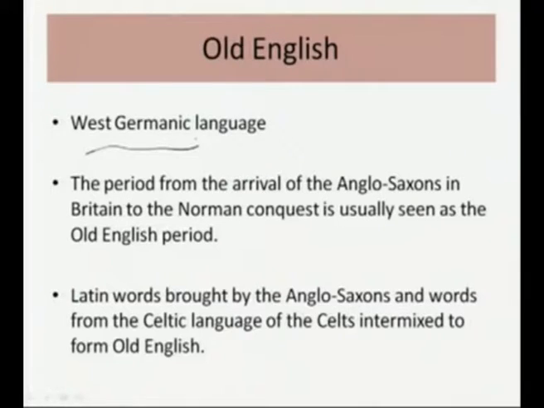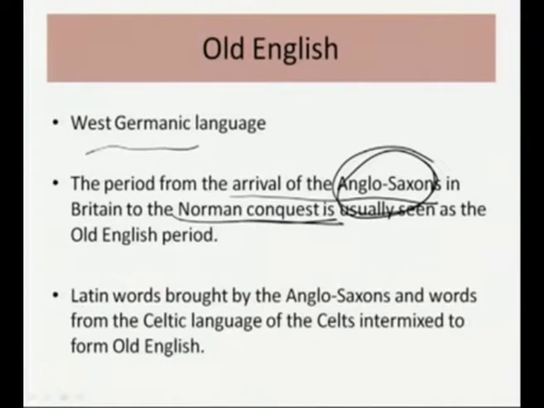So, it comes from West Germanic as a language, and the period, please look at the slide, the period from, this is a very important historical event or a series of events, okay, the period from the arrival of the Anglo-Saxons. This is a term you need to learn immediately, okay. The Anglo-Saxons, the coming in of the Anglo-Saxons into this island, okay. So, the period from the arrival of the Anglo-Saxons in Britain to the Norman conquest, okay, is usually seen as the Old English period.